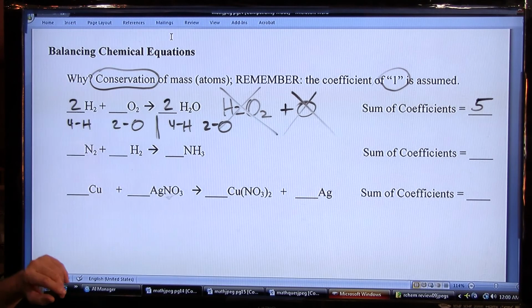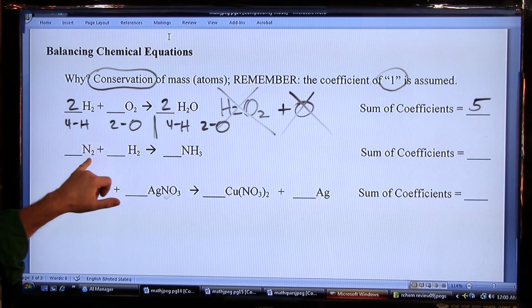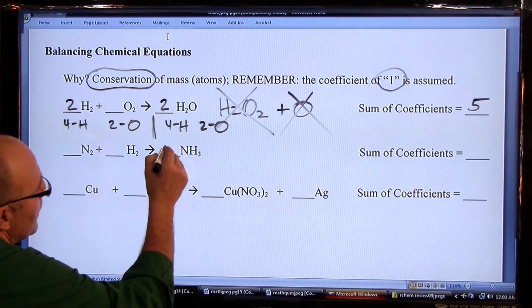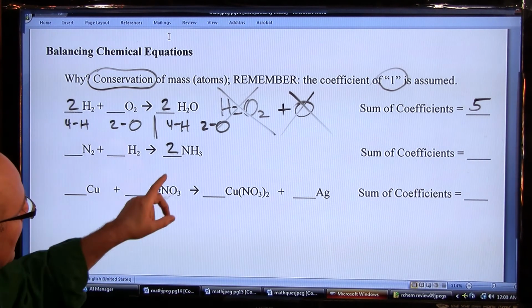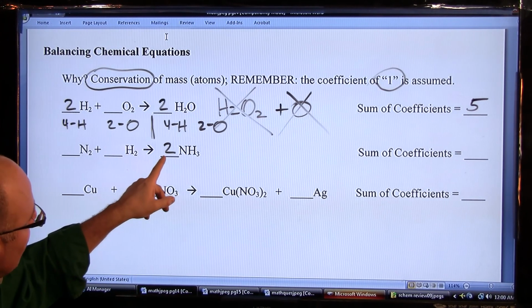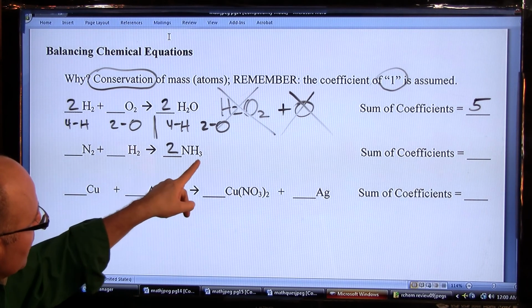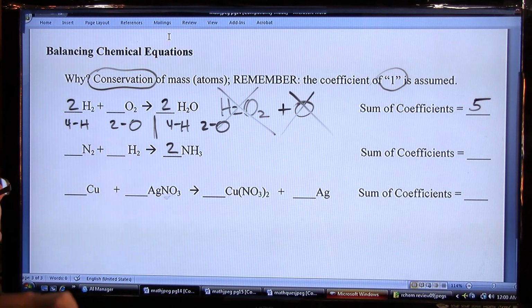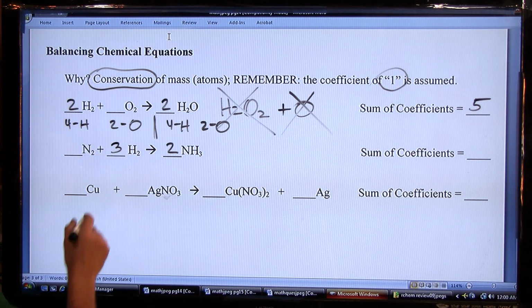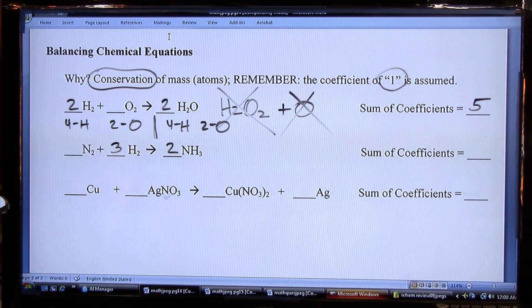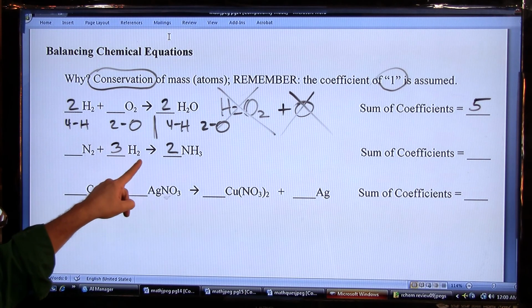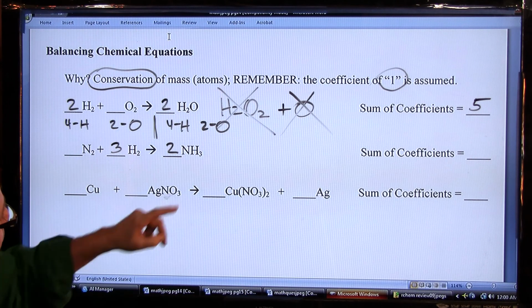All right, let's try this one here. 2 nitrogens. Right away, go to the right side of the arrow. 1 nitrogen. So take care of the imbalance right there. Now that you're here, stay here. That will give you 2 nitrogens, but 2 times 3 gives you 6 hydrogens. You only have 2 on the left side. So multiply that by 3, and you'll get 6 hydrogens. So we have 2 nitrogens, 2 nitrogens. 3 times 2, 6 hydrogens. 2 times 3, 6 hydrogens.